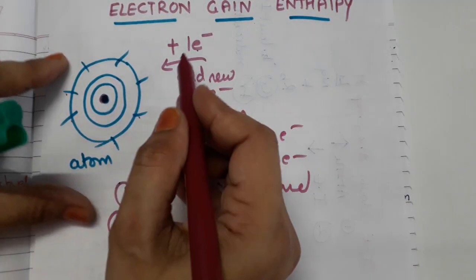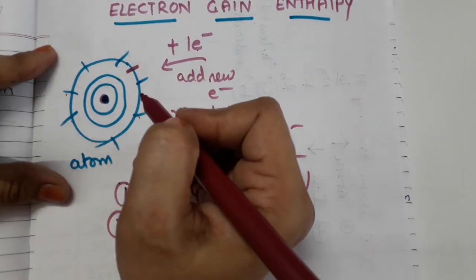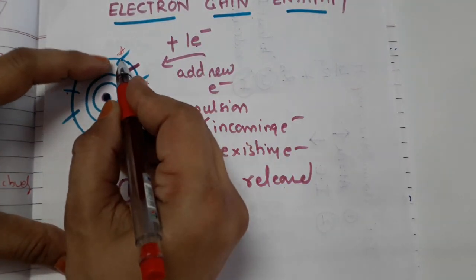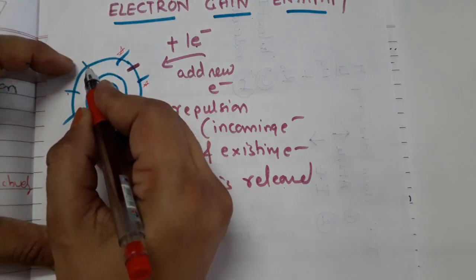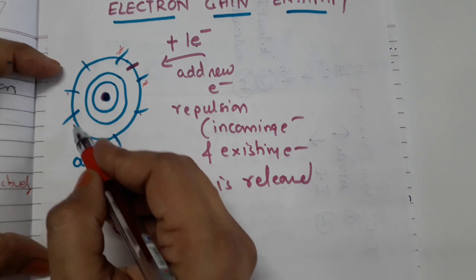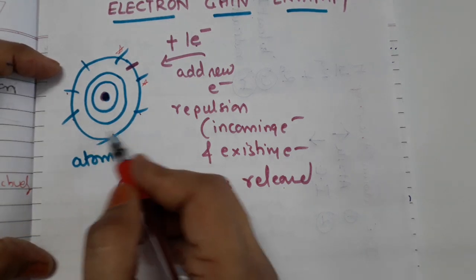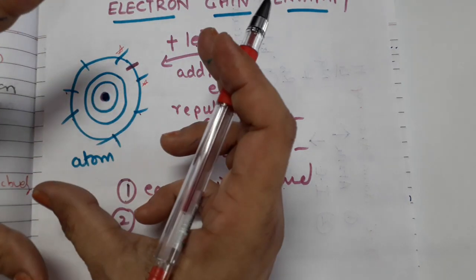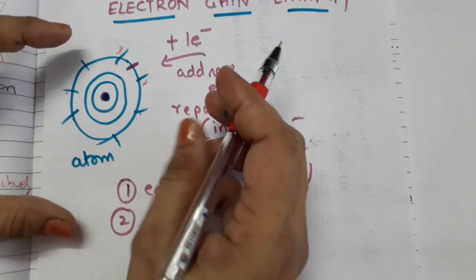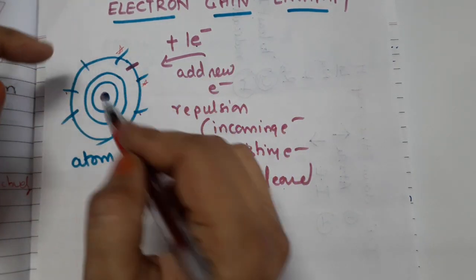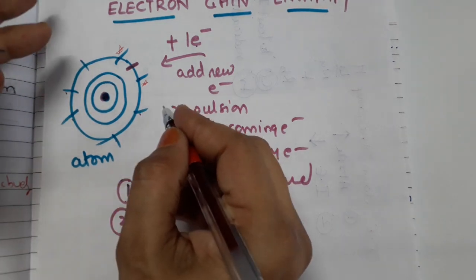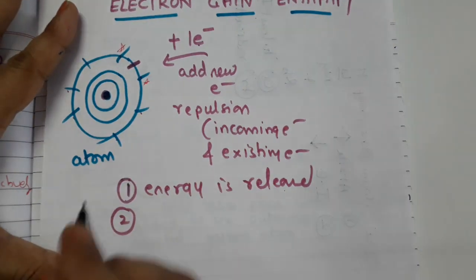But second point, now see, when this electron is added, suppose I add this electron over here, there will be repulsion between the incoming electron and the existing electron. So this electron will shift ahead, the next electron will shift ahead, and all the electrons will try to shift ahead. In doing so, the outermost shell expands in size, and hence students, we say that after addition of an electron, the atom becomes an anion, and the anion is larger in size as compared to its parent atom. I hope you have understood this particular point.